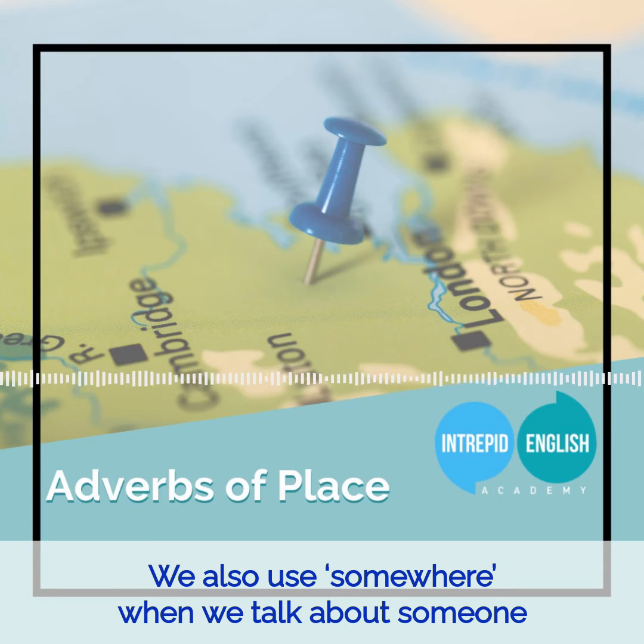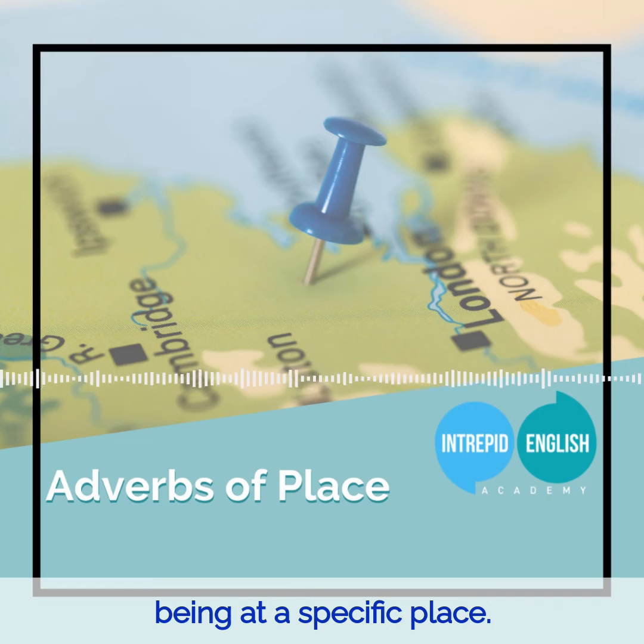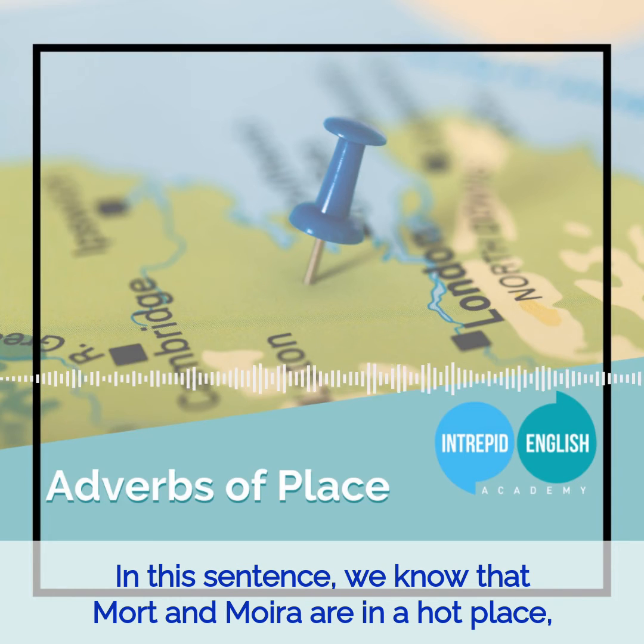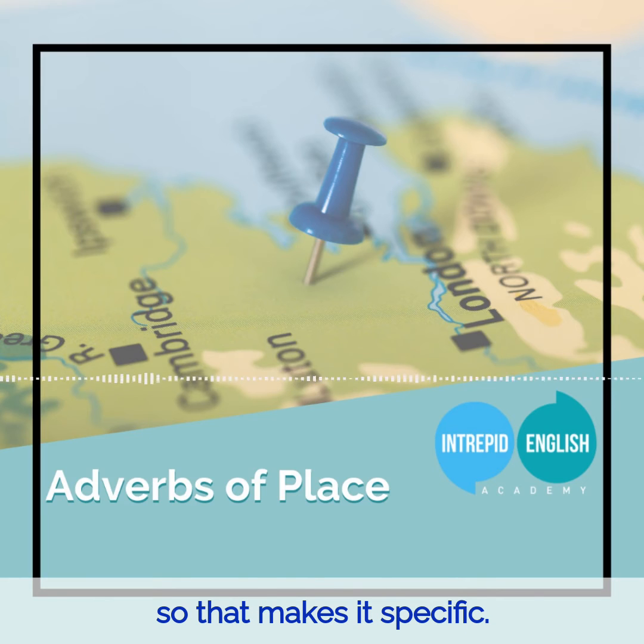We also use somewhere when we talk about someone being at a specific place. For example, Mort and Maura are currently somewhere hot on holiday. In this sentence, we know that Mort and Maura are in a hot place, so that makes it specific.